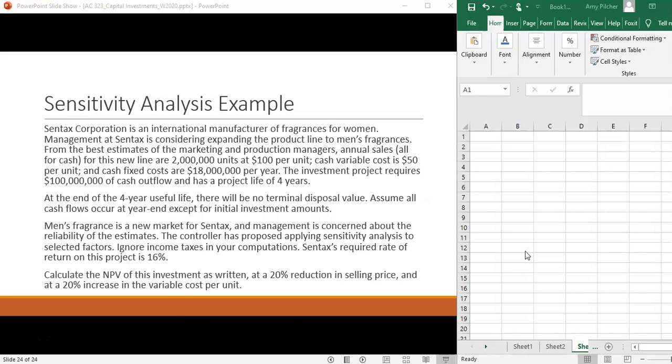unit. So the first thing that we have to do is determine what our annual cash flows are. So we have our revenues, variable costs, contribution margin, fixed costs, and our cash flows from operations.